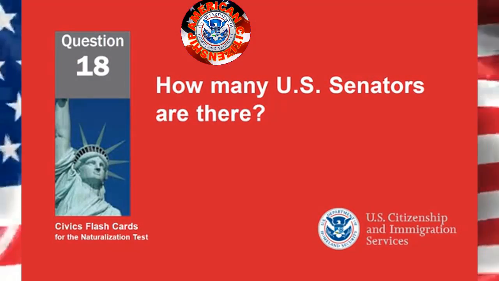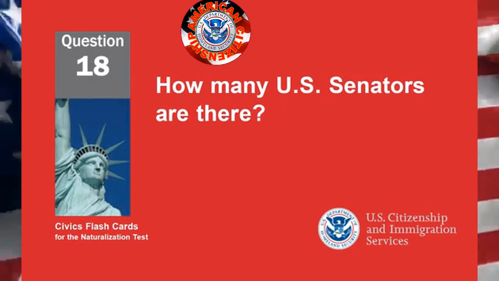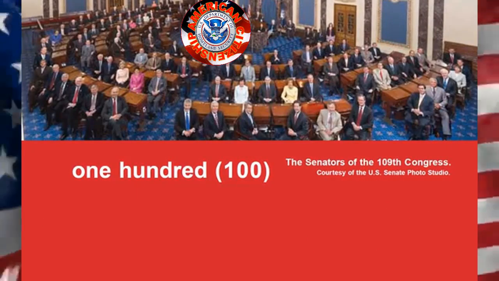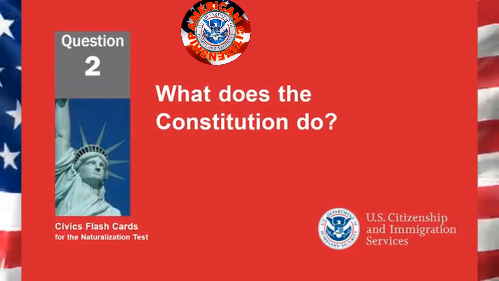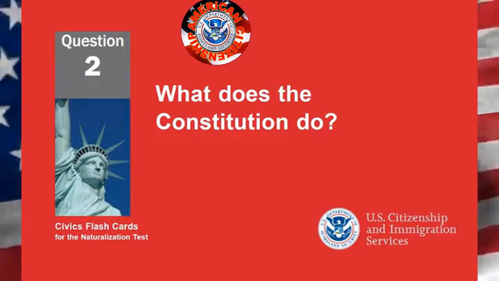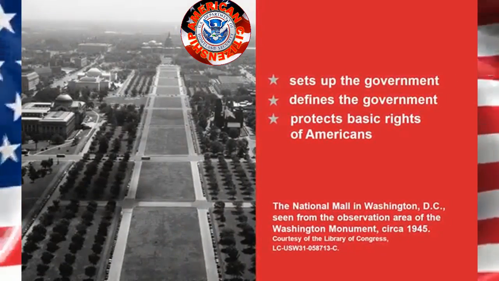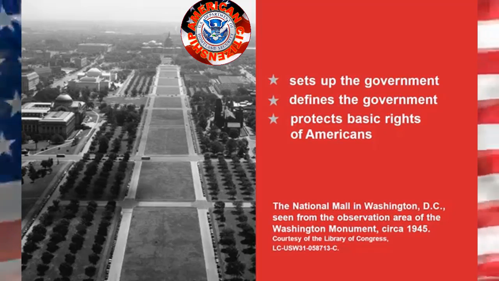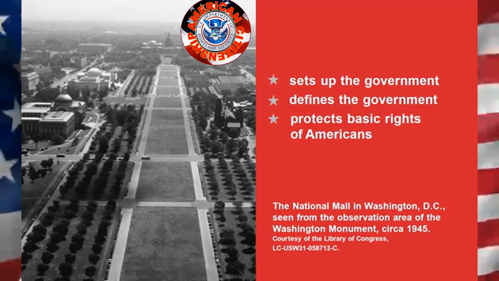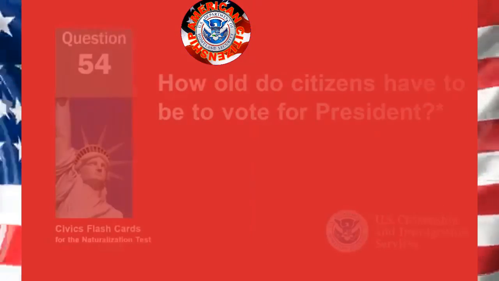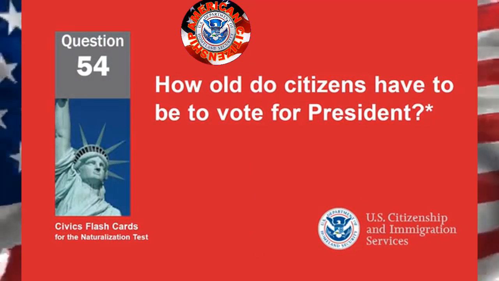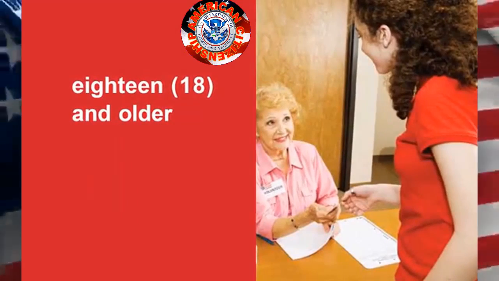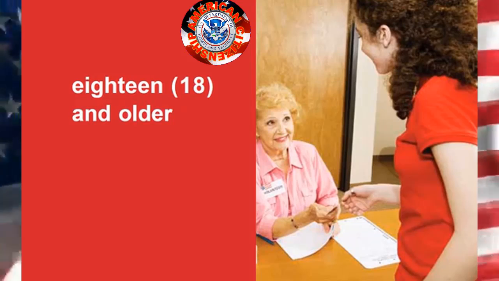How many U.S. senators are there? 100. What does the Constitution do? Sets up the government, defines the government, protects basic rights of Americans. How old do citizens have to be to vote for president? 18 and older.